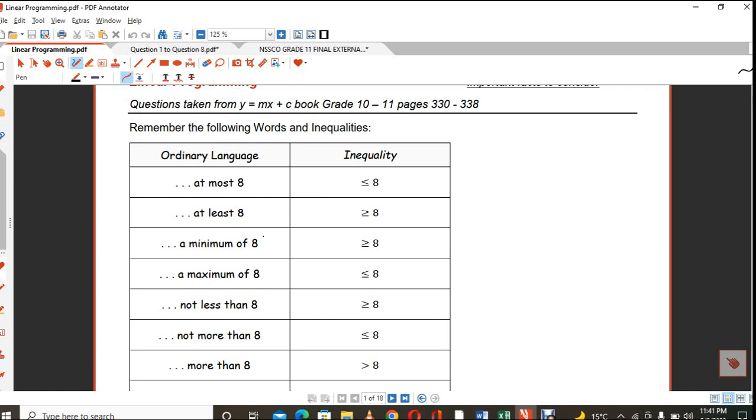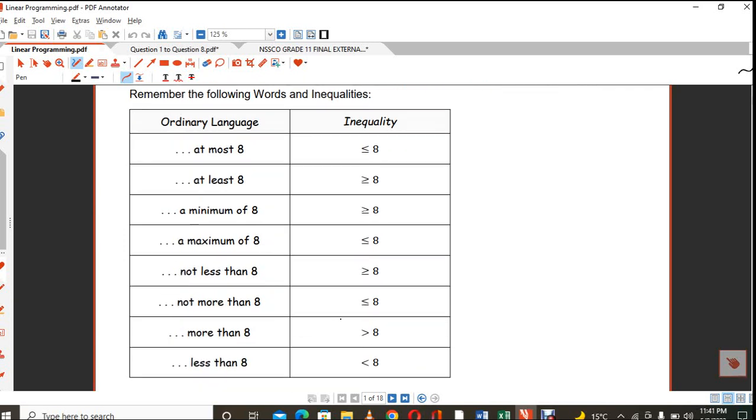A minimum is the same concept, means you can get more, greater than or equal to. A maximum means 8 is your final answer. Anything less than that will be accepted, but not more than 8. Not less than 8 means it should be more than 8 or equal to. Not more than 8 should be less than 8 or equal to. But when the question simply says more than 8, it must be bigger than 8.